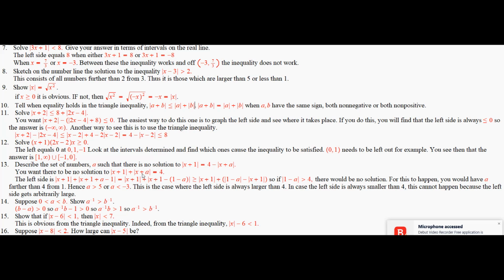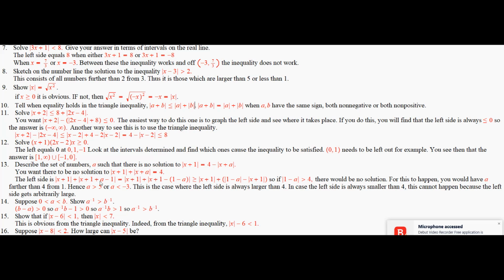Well, the latter cannot take place because you can look at this. If you take x to be very, very large, you can make this thing as large as you like. So the only thing we really need to look at is the case where this is always strictly bigger than 4. Now the left side here is this.